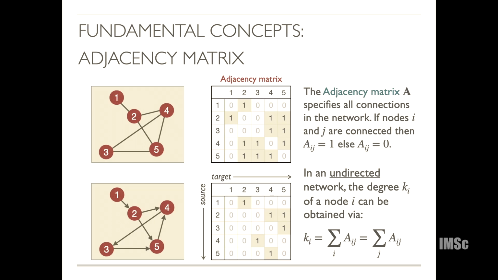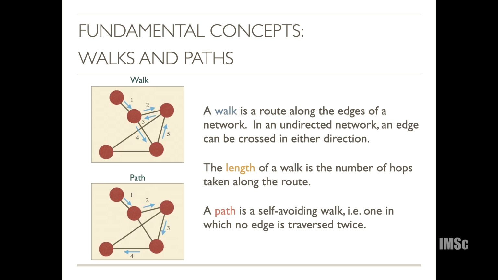But for a directed network, whether you sum along the rows or the columns, it will give you either the in or the out degree, right? So the number of connections going out of the node, and the number of connections coming into the node. Right? So yeah, that's the adjacency matrix.